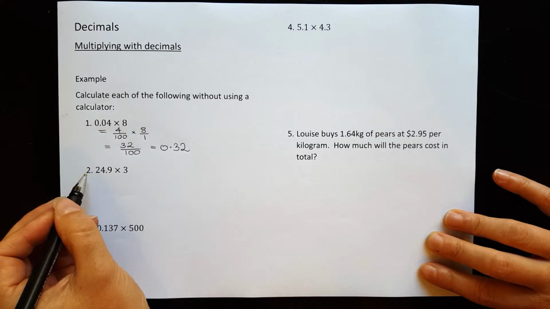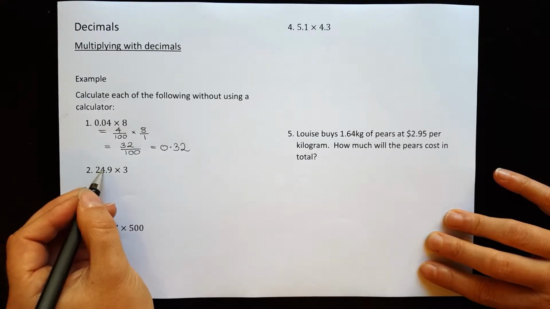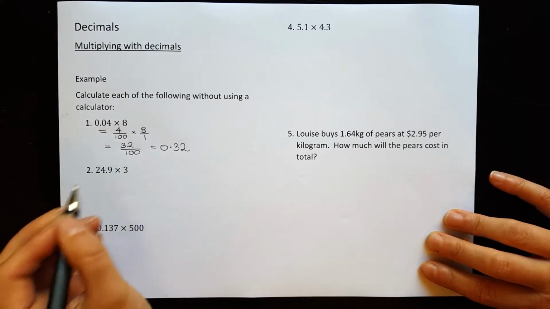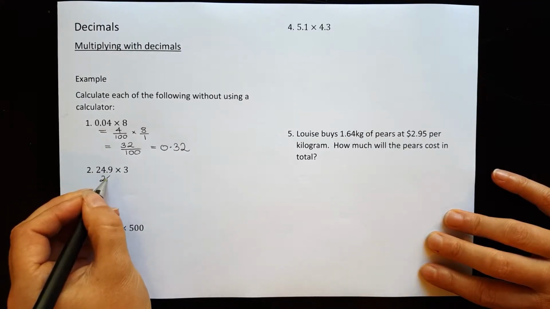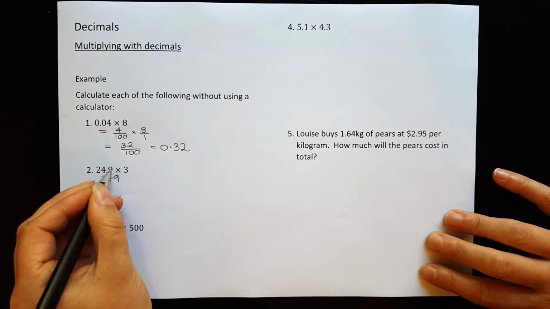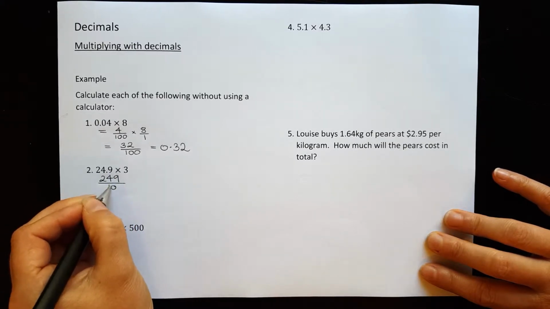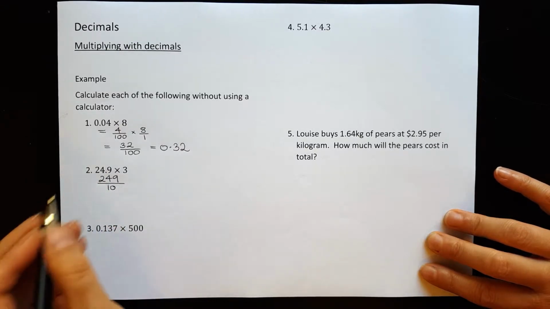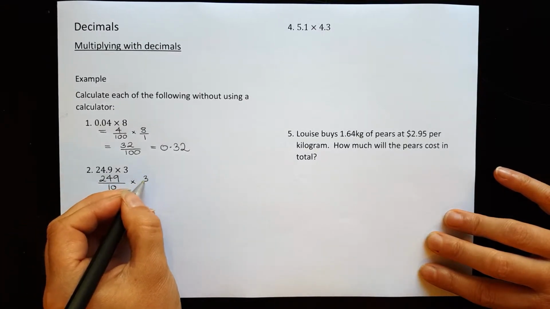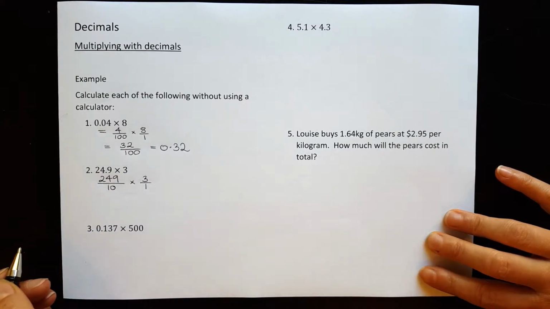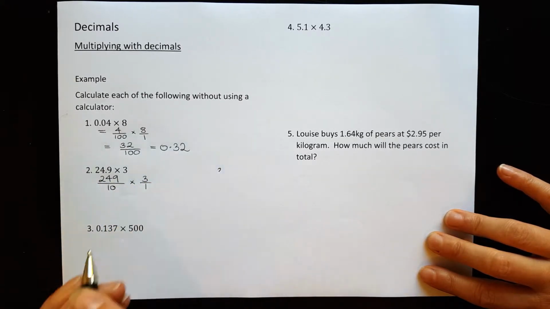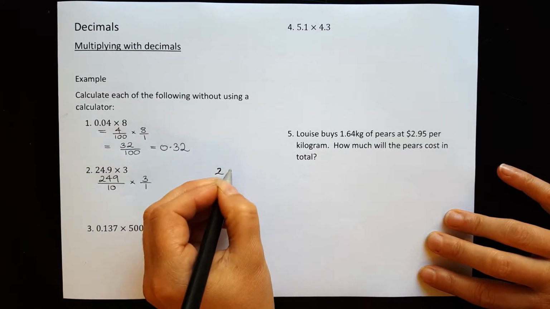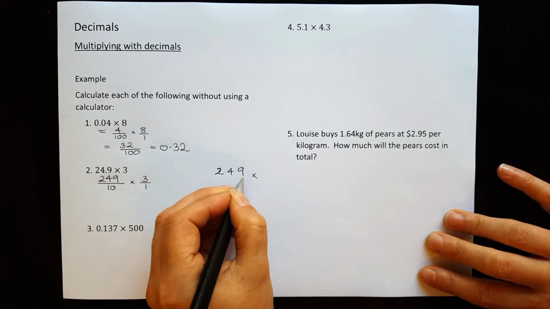Let me show you that again for question 2. We want 24.9 times 3. So this one's a little bit trickier. 24.9 would be 249, because there's one decimal place here, over 10, because that would be 9/10. And we want to times that by 3, or 3 over 1. So what we need to do is multiply these numbers together, 249 times 3. Over here on the side, I'm going to write down 249 times 3.